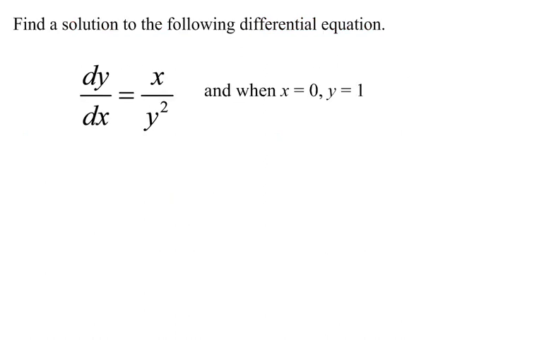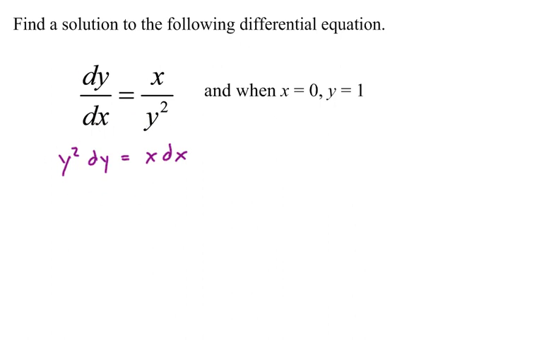All right, so let's take a whole problem from start to end. Here we have dy dx equals x over y squared, and we're also given information that when x equals 0, y equals 1. The first thing we want to do is get our y's on the same side and our x's on the same side, and when we do so, I get y squared dy equals x dx. We simply multiplied both sides by y squared and both sides by dx.